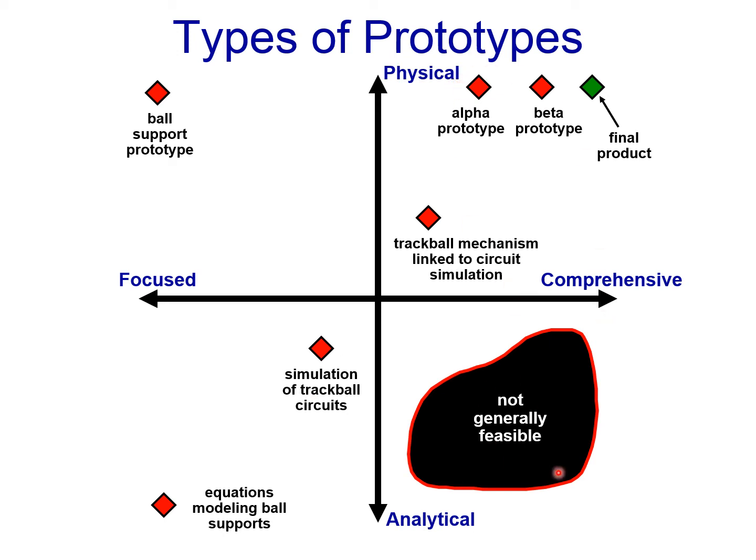Finally, comprehensive models are usually physical. That's why you see this black area over here, the analytical comprehensive quadrant, is non-existent. These comprehensive prototypes are usually physical, as I said, and they are usually alpha or beta prototypes.